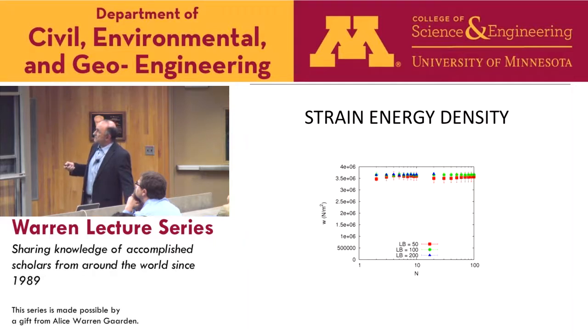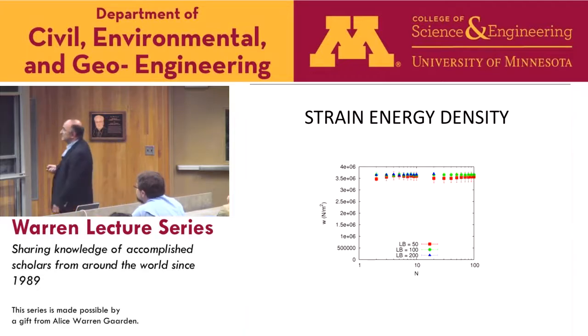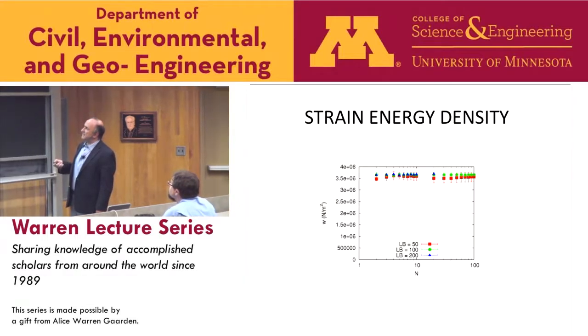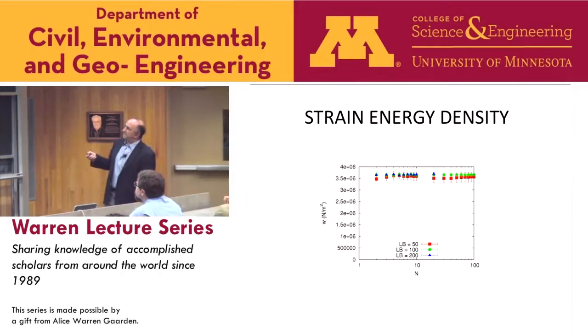I plot the strain energy density, normalized by the specimen size. Here is the number of realizations, and I have three boxes, 50, 100, and 200. And you could recognize them by the symbols, by the colors. And the bars will show you standard deviation.